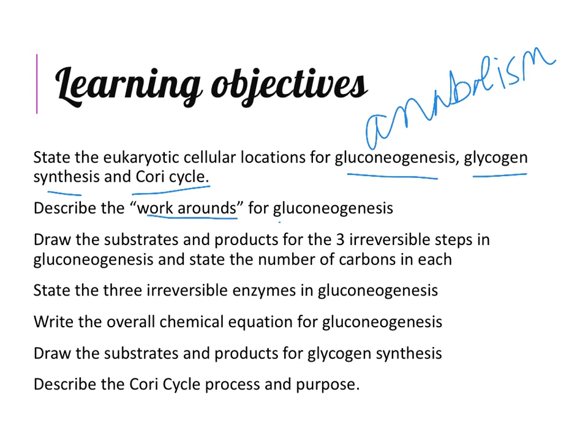Describe what are called the workarounds for gluconeogenesis. Draw the substrates for the three irreversibles and state the number of carbons. State the enzymes that go with gluconeogenesis and the overall equation. Gluconeogenesis is the quasi-opposite of glycolysis. And then we'll do glycogen synthesis, and we'll also do the Cori cycle.